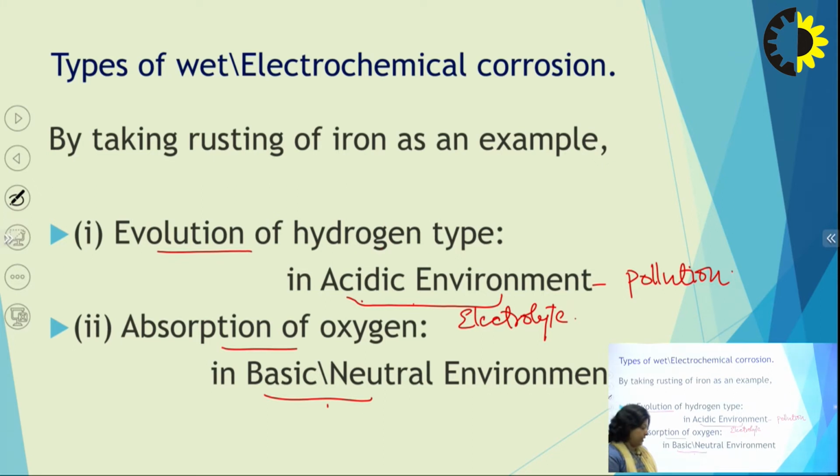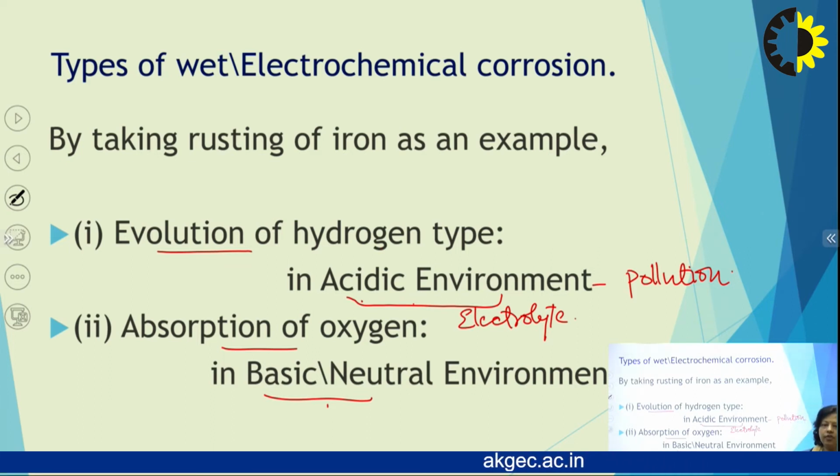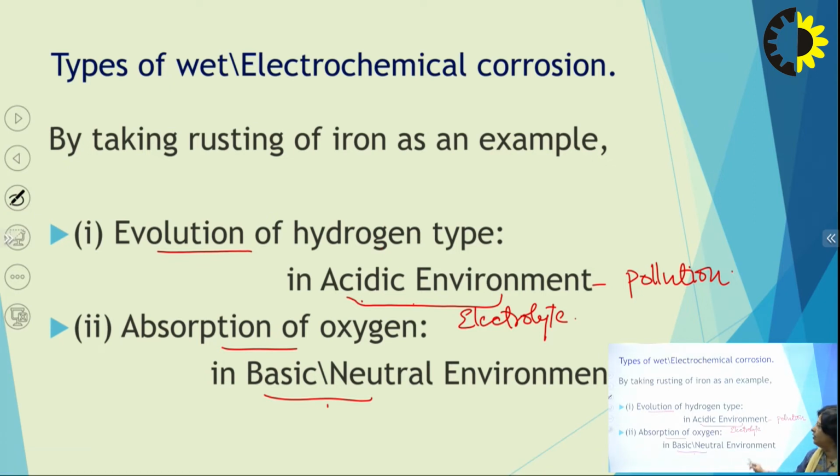Now my question is, which kind of corrosion do you see more often? Generally, in normal conditions, in what we are living in, the environment is basic or neutral. So the more common type of corrosion is this.